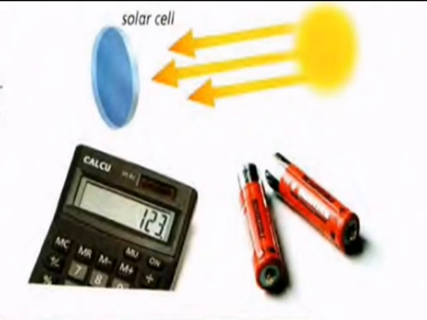The first picture, what can you see? We can see a sun. And also, what can you see? We can see a solar cell. Solar cell معناها خلية شمسية. And also, what can you see? We can see batteries, بطاريات. And also, a calculator, آلة حاسبة.